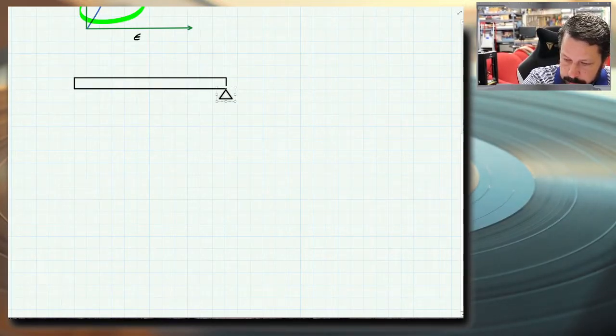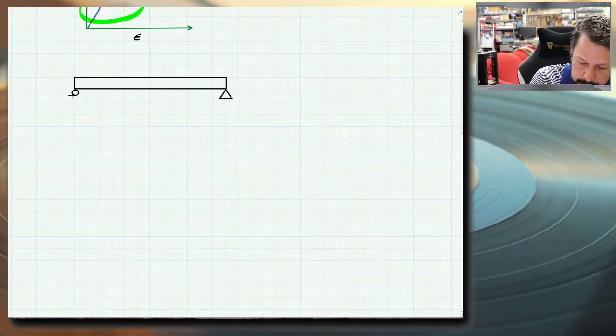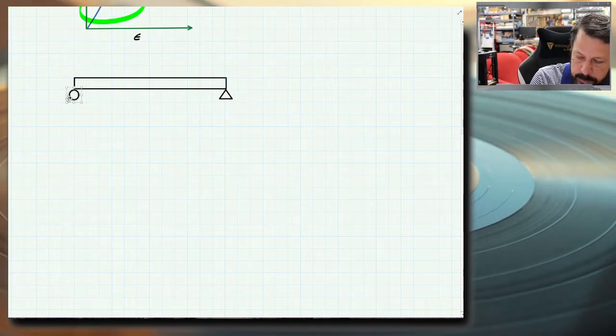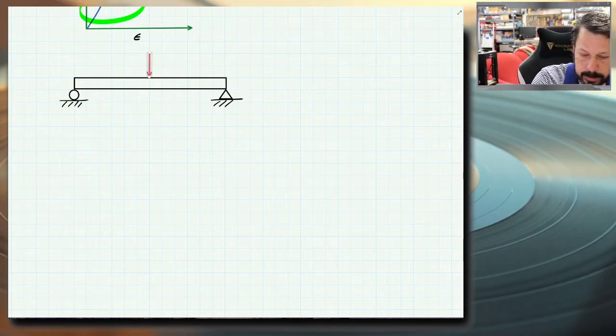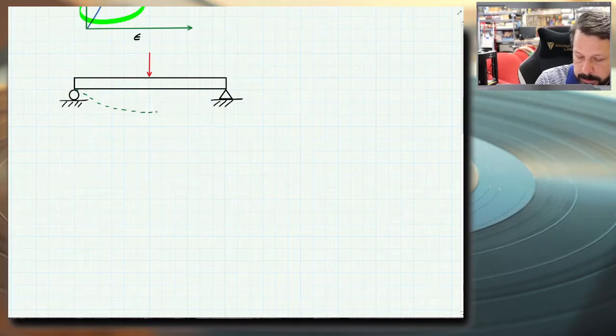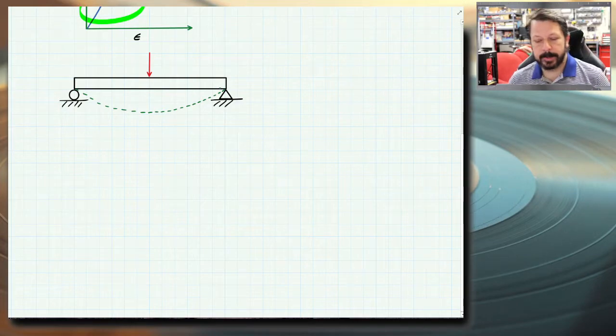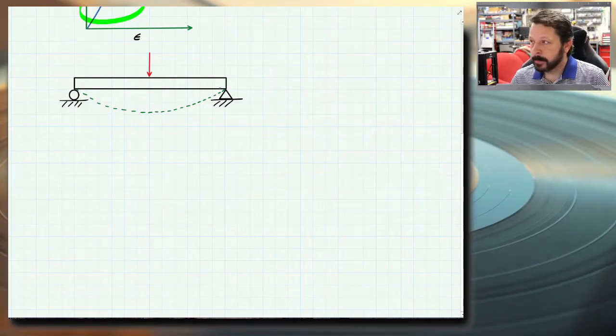Doesn't really matter where, except we're going to put them at the ends. And we'll put a load on this enough that it would also bend. So let's just put a point load, and let's say that this guy would bend something like this. And we want to figure out the equation of that curve.